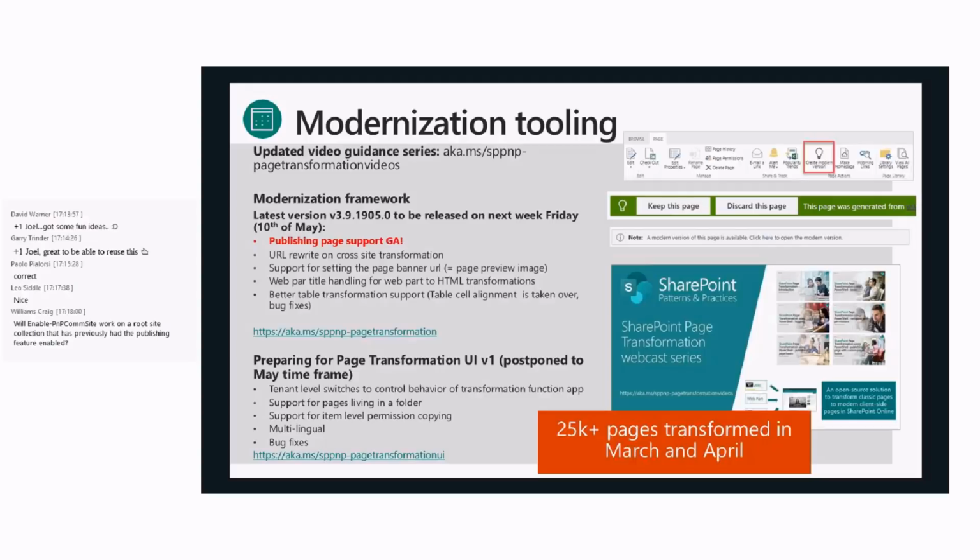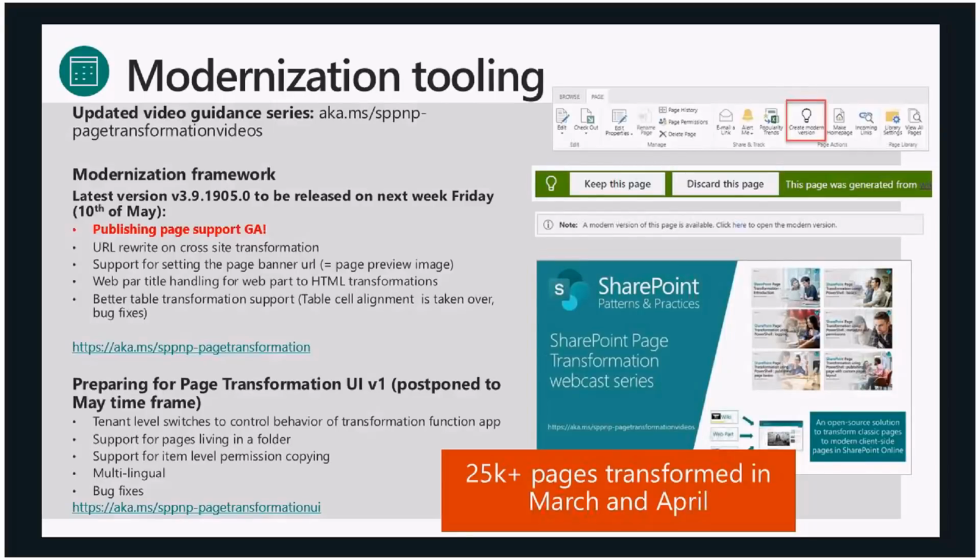Last time we released publishing page support in preview, and we've seen thousands of publishing pages being transformed already. So it's really taking up really well. Folks are using that and playing around with that. We did several improvements in the publishing page area, which in my view are enough to actually go GA with publishing page support. So the May version will officially have GA support for publishing pages.